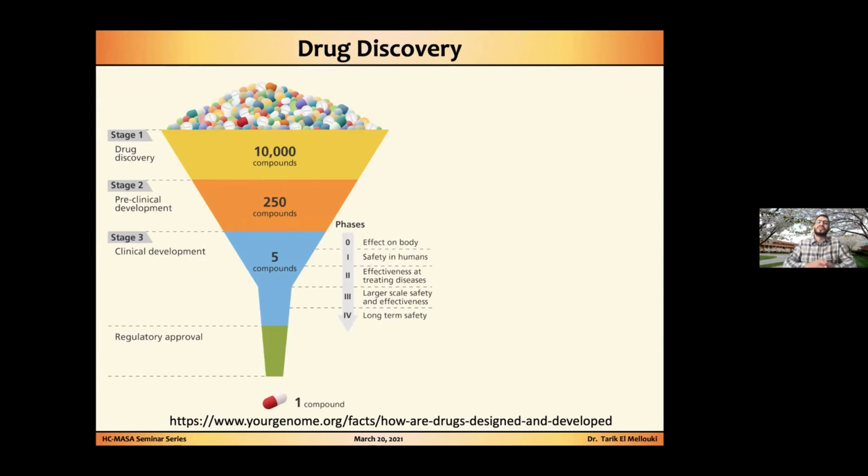And then after that, from those about 250 compounds, we move to a smaller amount, which is 5 compounds that are used in clinical studies. And this is when you start to test the drug in animals and also in humans, and you go through the different stages of phases in clinical development. And then finally, the final stage in drug development is regulatory approval. So once you have all the data, you have to submit it to a regulatory organization, for example, the FDA, in order to get approval for the drug.